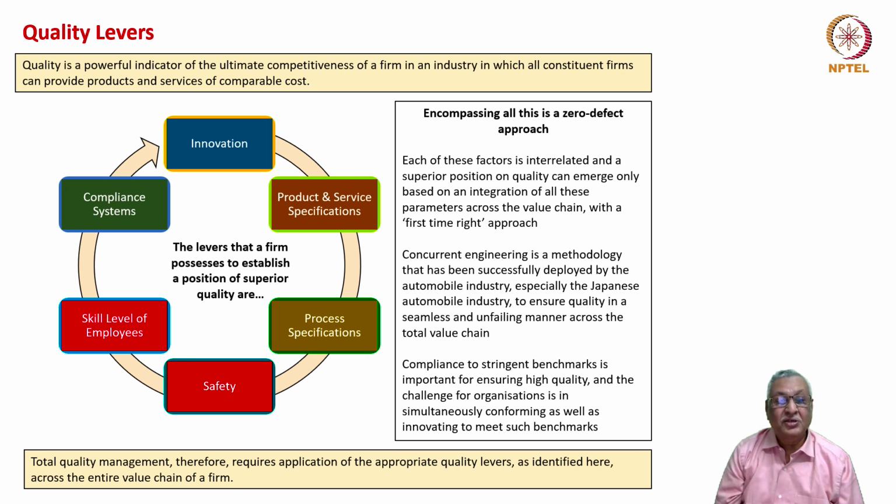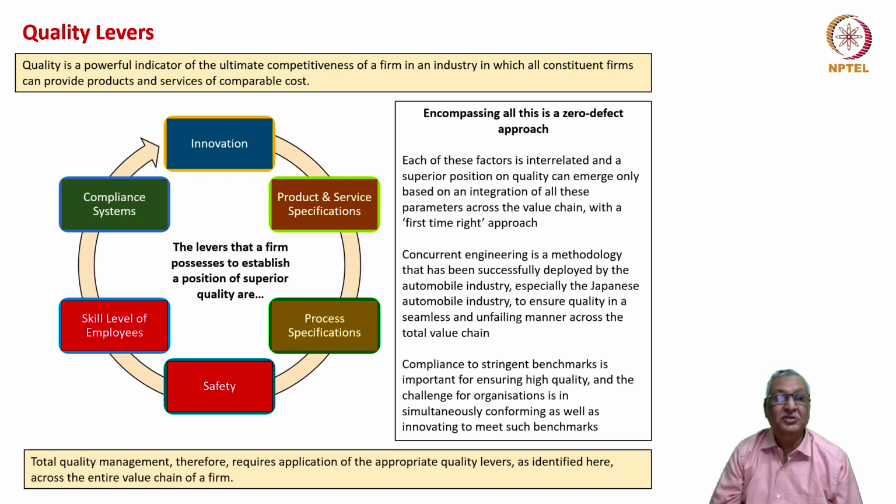Quality is a powerful indicator of the ultimate competitiveness of a firm in an industry, in which all constituent firms can provide products and services of comparable cost. We said cost is the ultimate indicator of the competitiveness of a firm in industry, provided all the other factors, notably quality, is maintained at the same level as required. The related portion of this hypothesis is being covered now, that quality is a very powerful indicator of the ultimate competitiveness of a firm, provided all other factors are of the same capability, including cost level.